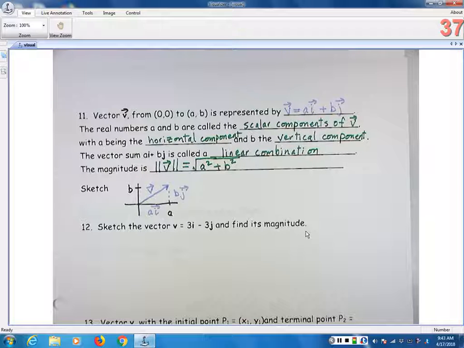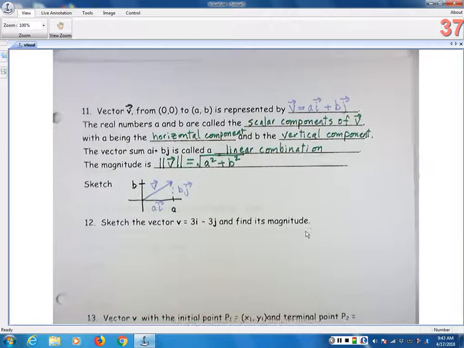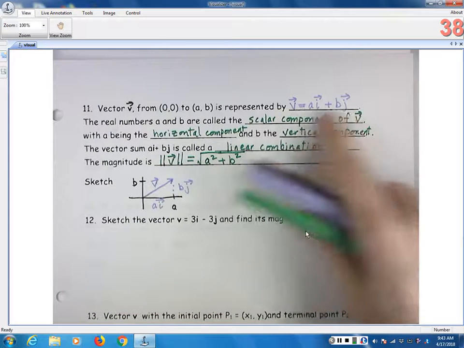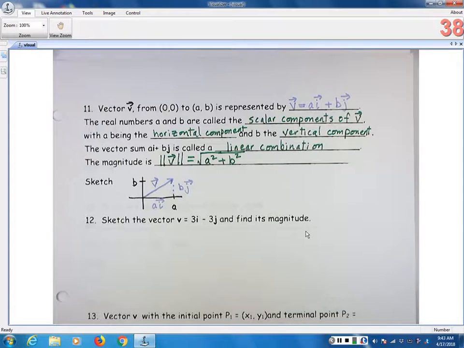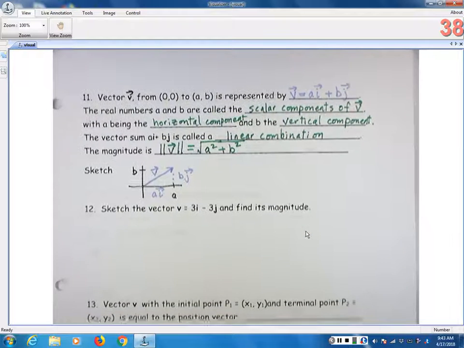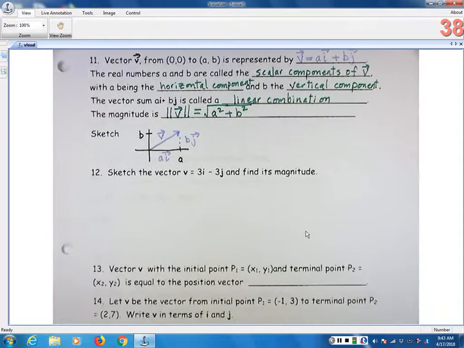Okay, so we're going to have vectors and they're going to be written this way. To add vectors, all we have to do is add their components. We haven't got to that yet, but all right.